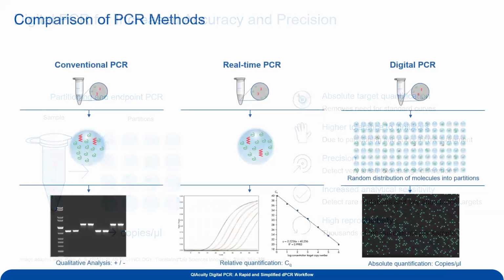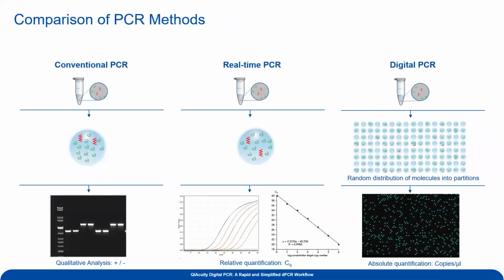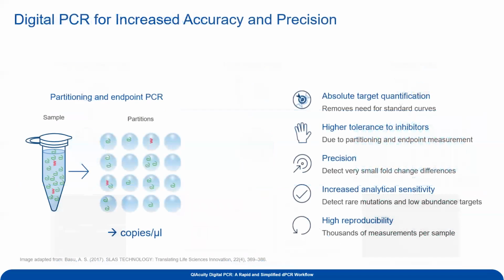But the take home to that is we don't care when one of these partitions became positive, just that it is positive at the end of our thermal cycling. In real-time qPCR, you care very much about when something became positive. So inhibitors tend to affect digital PCR much less than they do in real-time qPCR.